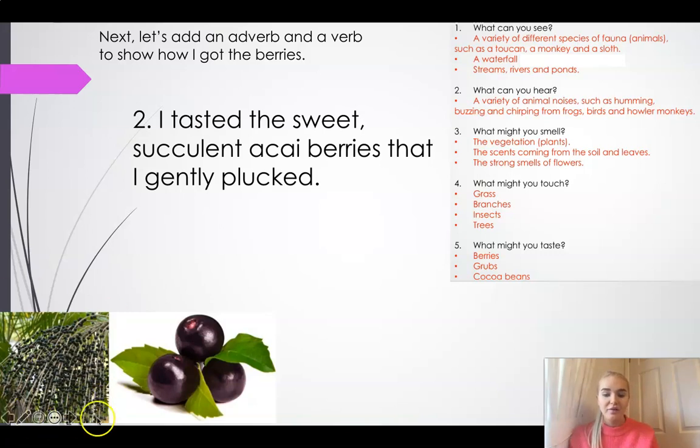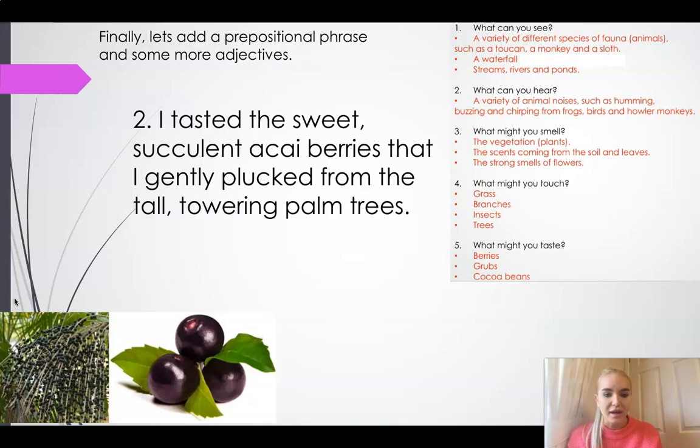So I can see here that there is a tree that these acai berries grow on, and I gently plucked them from this tree. Then we need to think about the prepositional phrase we could use. Where did you pluck them from? Well, this is a palm tree. We could pluck them from the palm tree, but we need to describe that palm tree using another expanded noun phrase. How could we describe a palm tree? We could describe it as big. We could describe it as huge. We could describe it as the tall, towering palm tree.